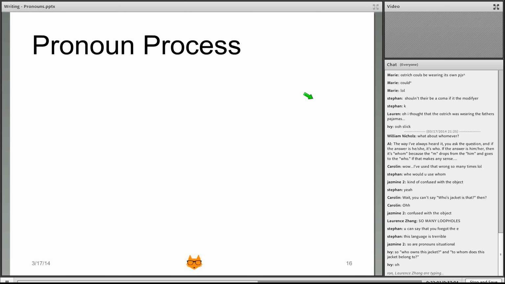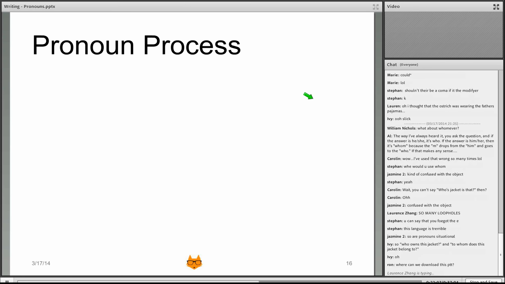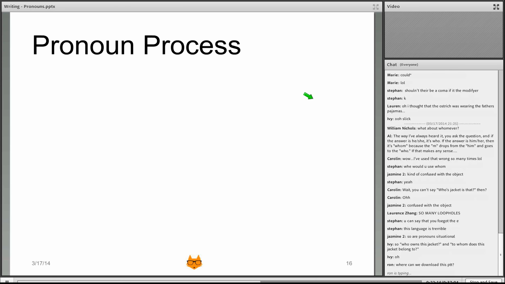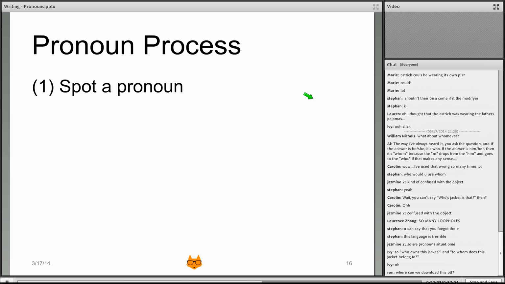Okay, let's talk a little bit about pronoun process. Don't dig yourself too much into a who-whom hole. It's pretty rare to come up on the test. Let's talk a little about pronoun process, and then do some practice questions. Number one in pronoun process, first step, spot a pronoun. Remember the slippery six: it, it's, they, them, their. Make sure that when you see one of those, you stop and check for an error.